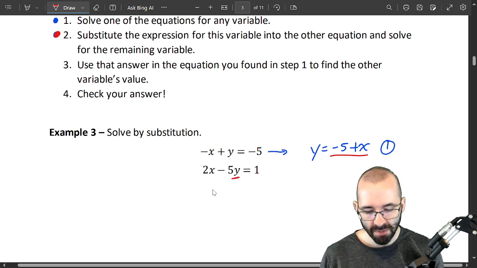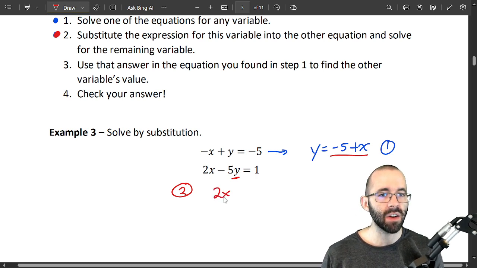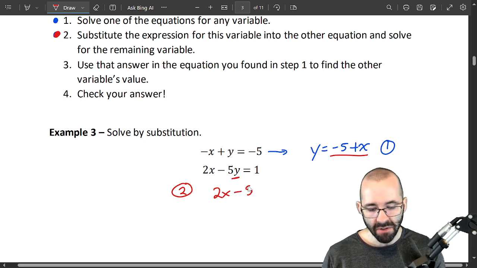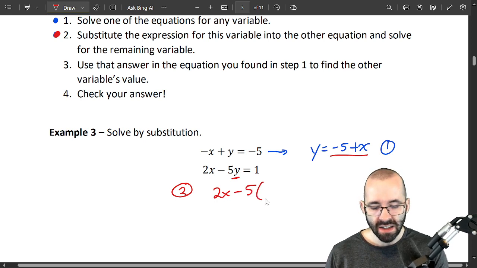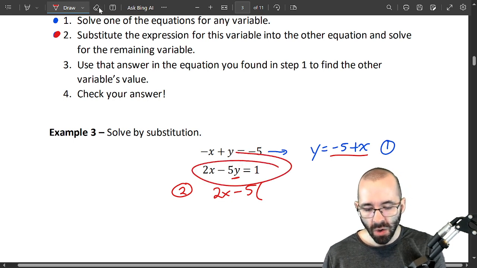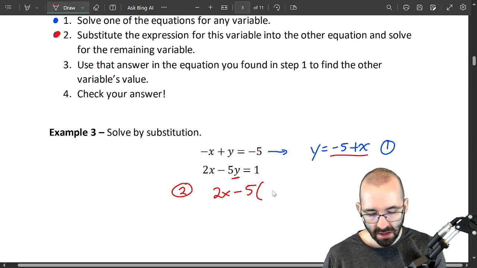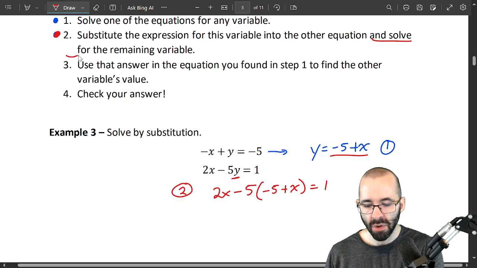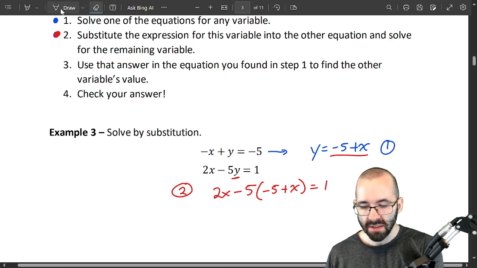So let's replace it. It'll be step 2 into the other equation. So now it has to be the equation that we didn't use in the blue step. We get 2x minus 5y, and we know that y is the exact same thing. So we're replacing the y in this equation. We know y is the exact same thing as -5 plus x. So we replace it. And now it says solve for the remaining variable. So now all we have to do is solve for x.